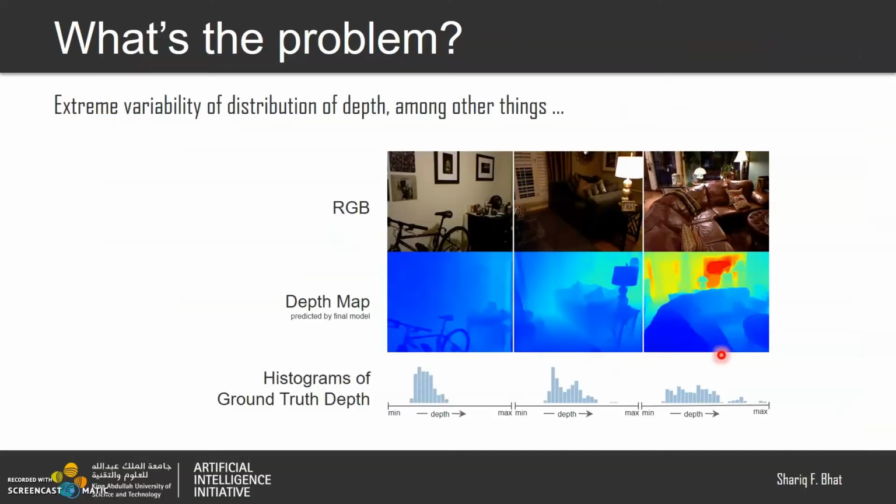Current works struggle with estimating distributions of depths present in a scene, mainly because the distributions vary a lot. For example, this close-up image has depth values concentrated in a small subinterval of the depth range, whereas other images contain a wide variety of depth values and others in between. This extreme variability further increases the complexity of this task.